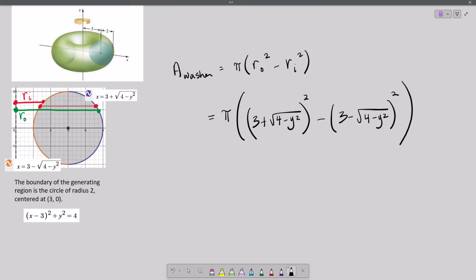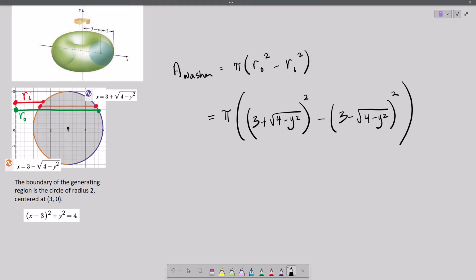Yeah? And this is taking into account the shift and all that, or that's something we don't have to worry about? Well, the equation of the circle is taking into consideration where this circle is. So the center of this circle is at 3, 0, and the radius is 2. So this takes care of all of that.